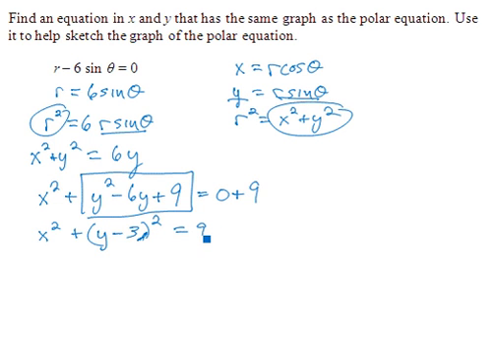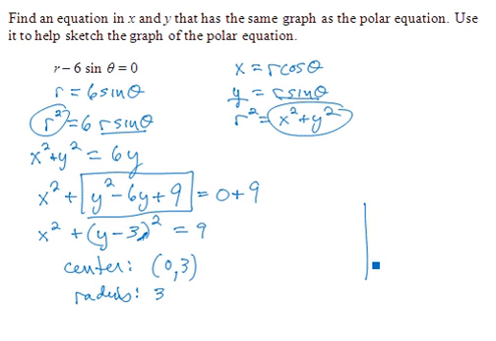That equals 9. And what we see is the form of a circle that's been shifted up 3 units so that its center is at 0, 3, and its radius is 3 units because the right-hand side gives me the square of the radius, so the radius is 3.